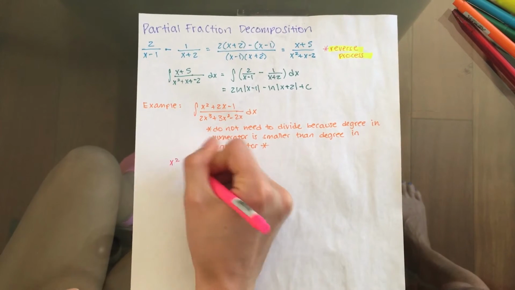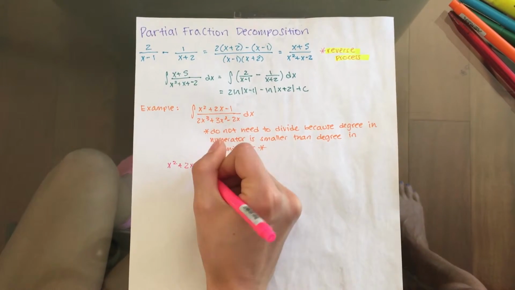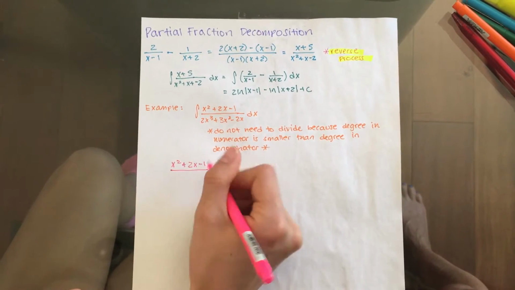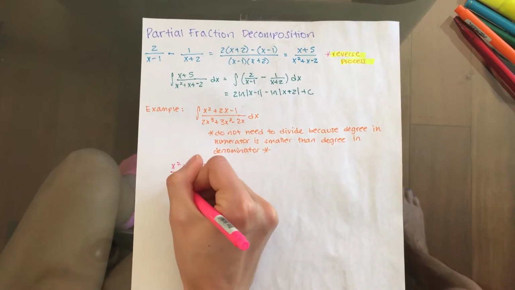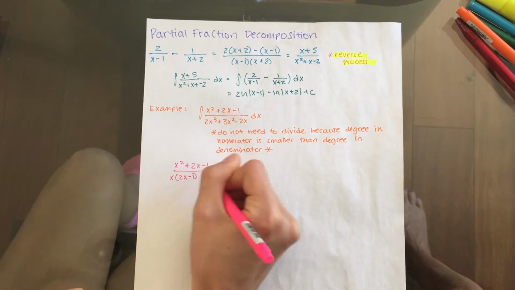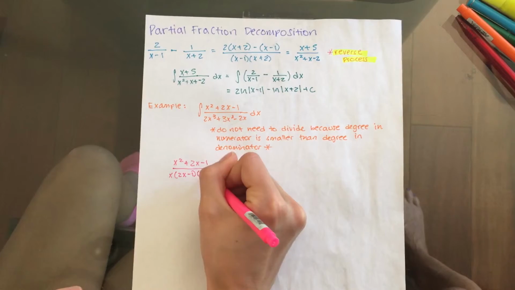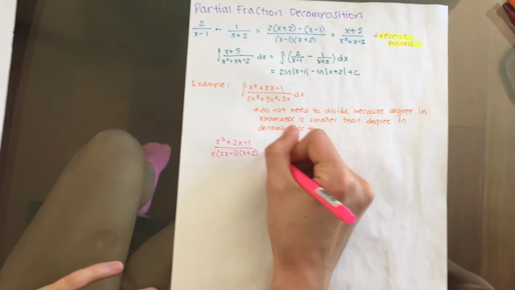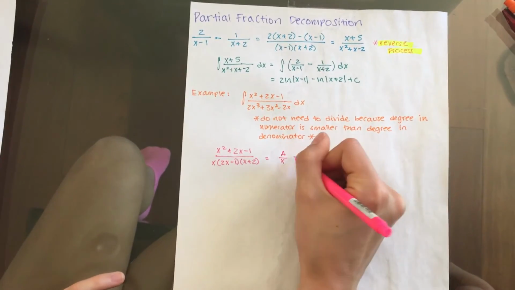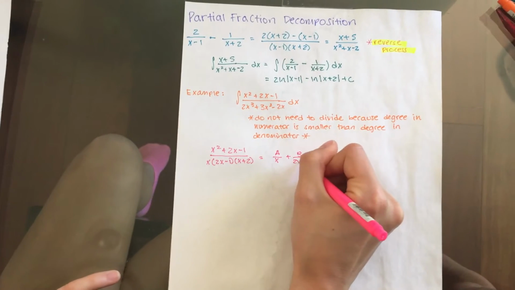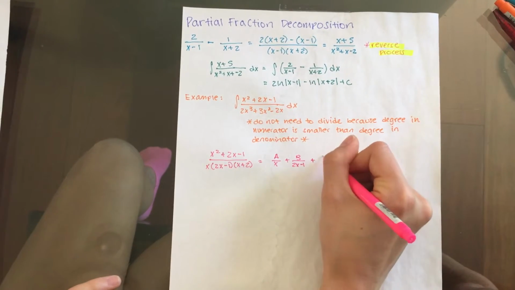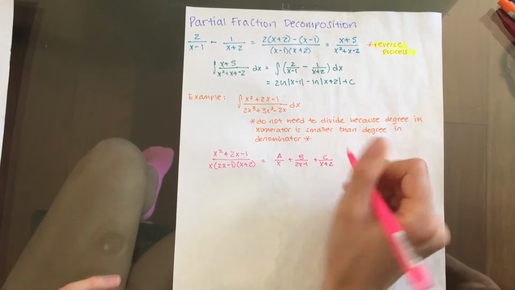So the whole goal of partial fraction decomposition is to see what a fraction was like before you multiplied it by the common denominator and made it into one fraction. So once you split up this example, you can see that you will have a constant a over x, plus b over 2x minus 1, plus c over x plus 2.